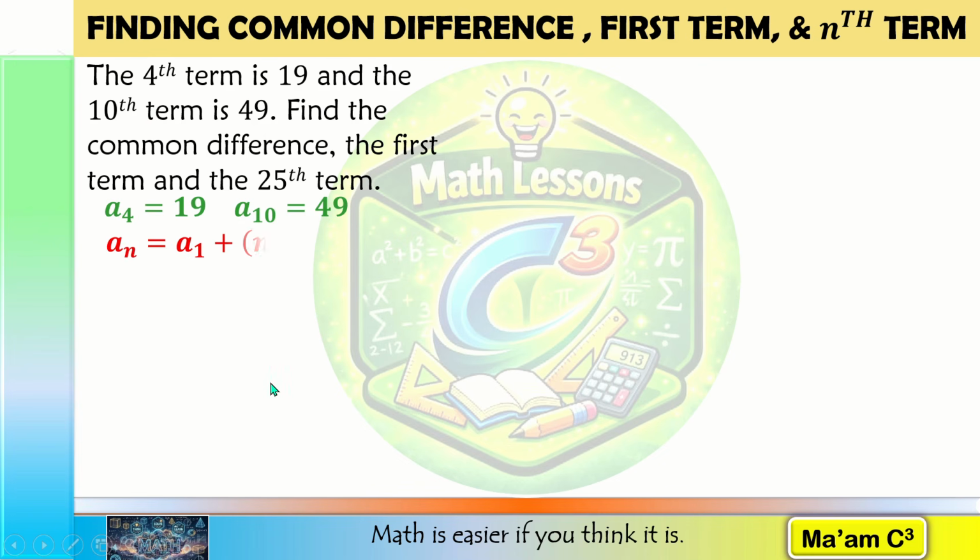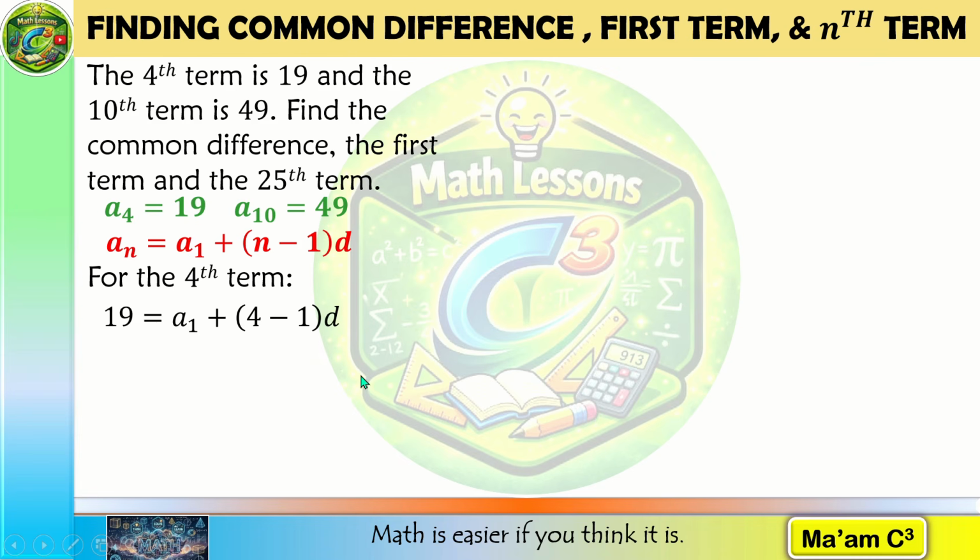Let us recall our formula. Let us start with the fourth term. Our a sub n will be 19 and our n will be 4. d is still missing. 4 minus 1 is 3. So we have 19 is equal to a sub 1 plus 3d. Let us label this as equation 1. Now let us do the same thing for the 10th term.